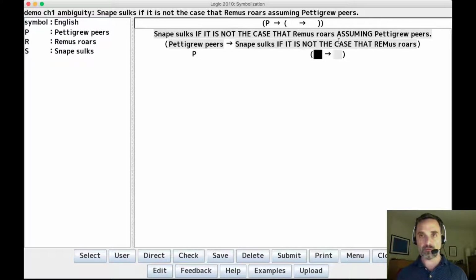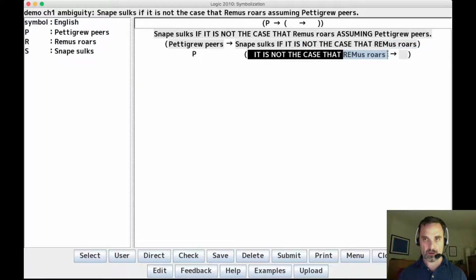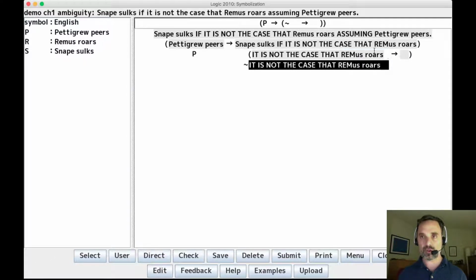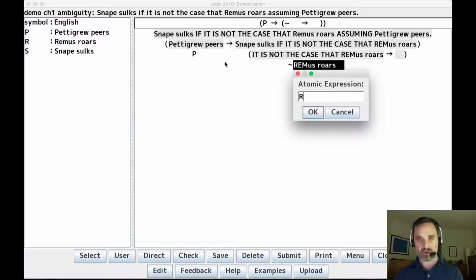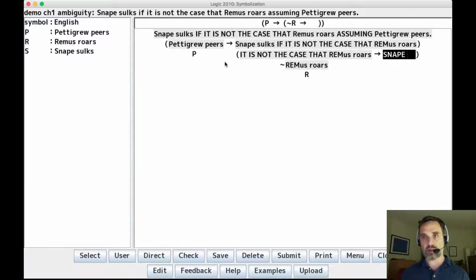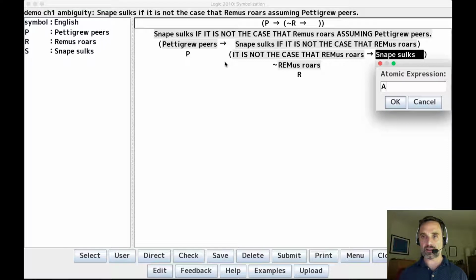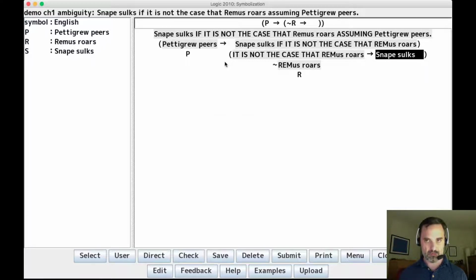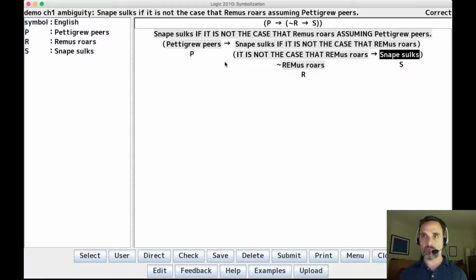So we will put in the if. The if flags it is not the case that Remus roars. Well, that means that the it is not the case that is the main connective. We should put Remus roars here. Oops, that's a little too much. And so we'll put in R for the atomic Remus roars. And here we have Snape sulks. Let's get rid of the caps. And that's S. Let's try this one more time. There we go. So that's one answer. If P, then if not R, then S. So that's one reading of this sentence.